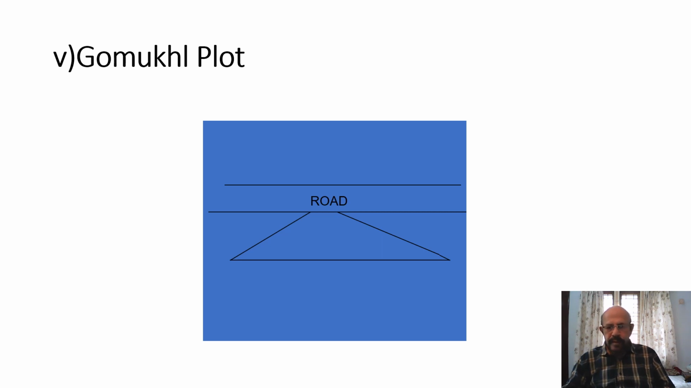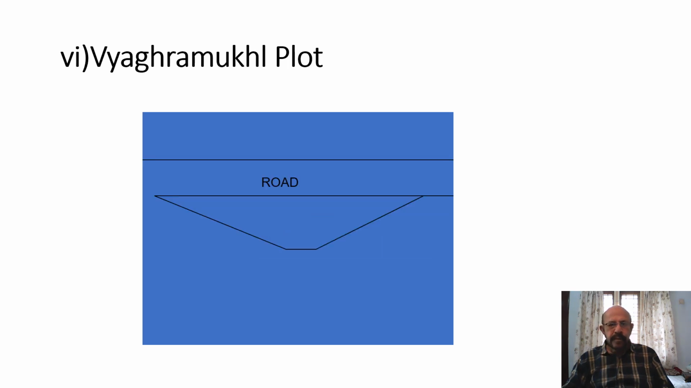Go-Mughal plot. In this plot, the front, which has the road access, has a very short width, and the width increases according to the depth. When the depth increases, the width also increases. So here, if you see, there are two recessed spots on the side. This is called the Vigra-Mughal plot. The frontage will be in full width and it will decrease towards the depth.